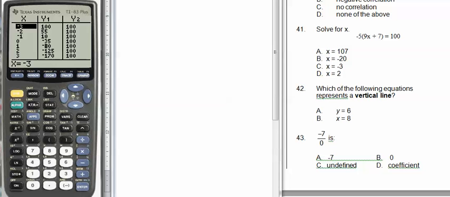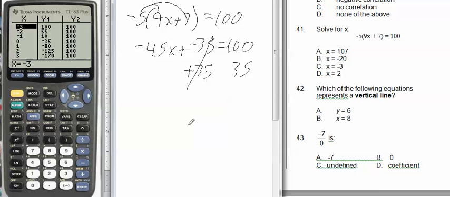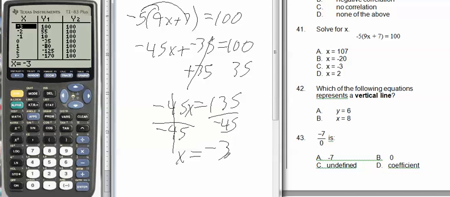So x equals negative 3, or we could solve this by hand, and you should be able to do that by now. Negative 5 times 9x plus 7 equals 100. So we distribute: negative 45x plus negative 35 equals 100. Need to get rid of this, so plus 35 plus 35. We're going to cancel here, and we get negative 45x equals 135. Divide both sides by negative 45, and you get x is equal to negative 3.